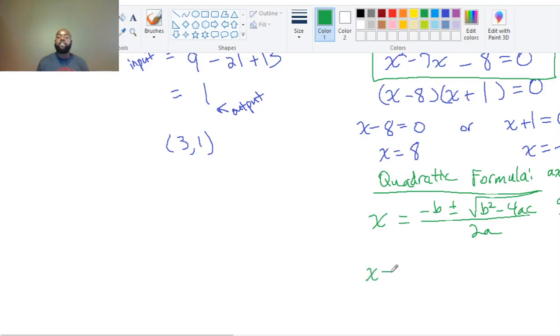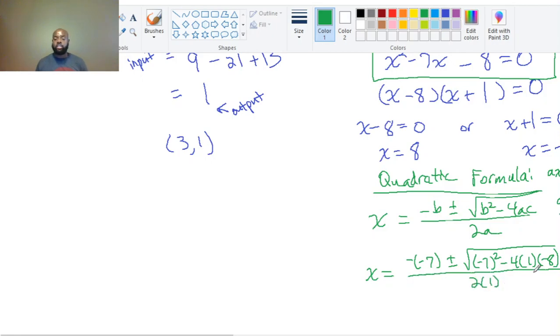So if I use my quadratic formula, I'm going to have a -7. I'm about to get in trouble. b squared, which is -7 squared, minus 4 times 1 times -8, all over 2 times 1. I actually don't like doing math in my head. All right, so -7 is a +7, plus or minus. That'll be 49 plus 32. Get that in my head.